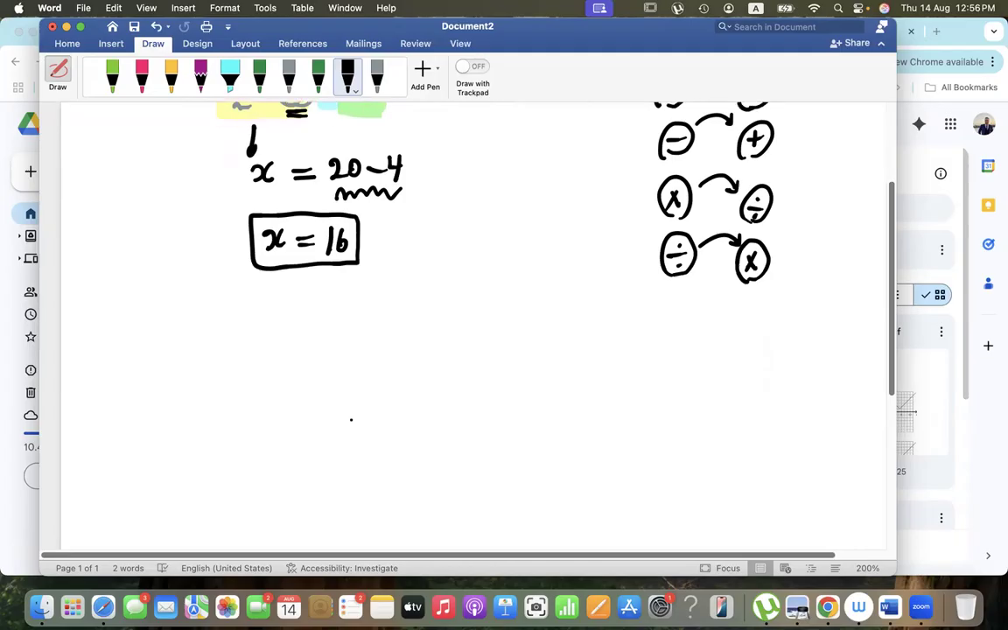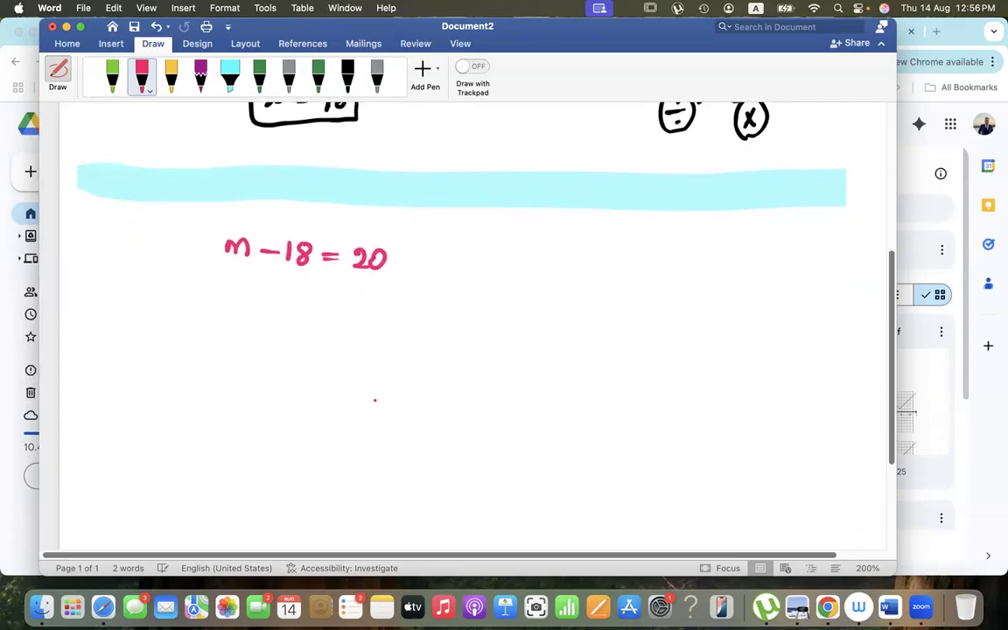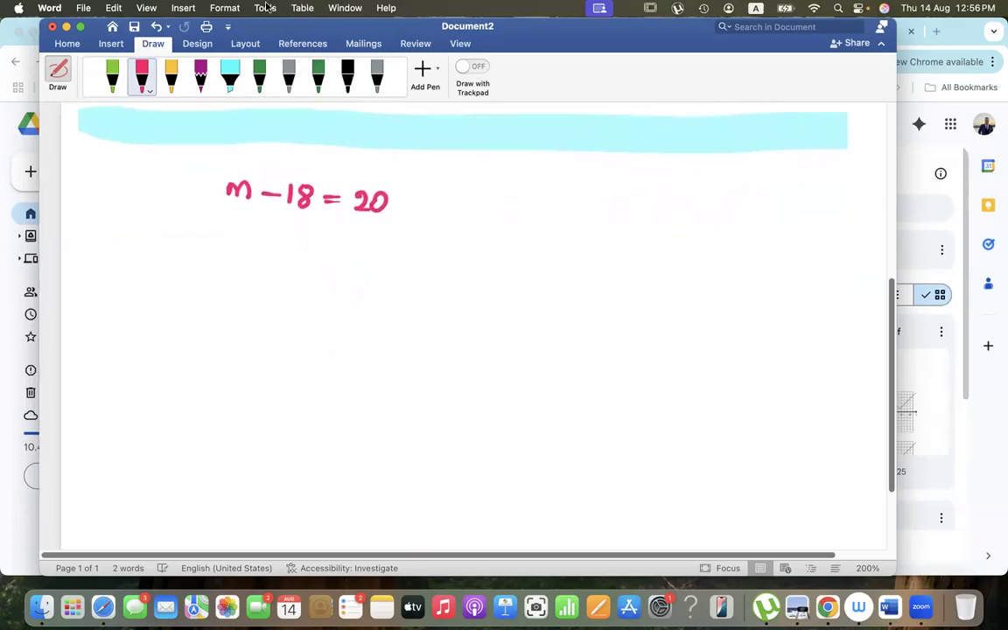So let's take another one for addition. If I said m minus 18 equals 20. As you can see, who's annoying here? The variable m. So we need to get the value of m. We need to solve it for m. So who's annoying the m?